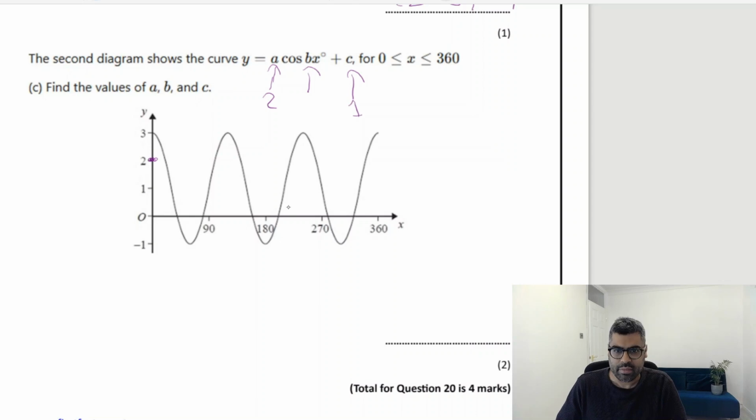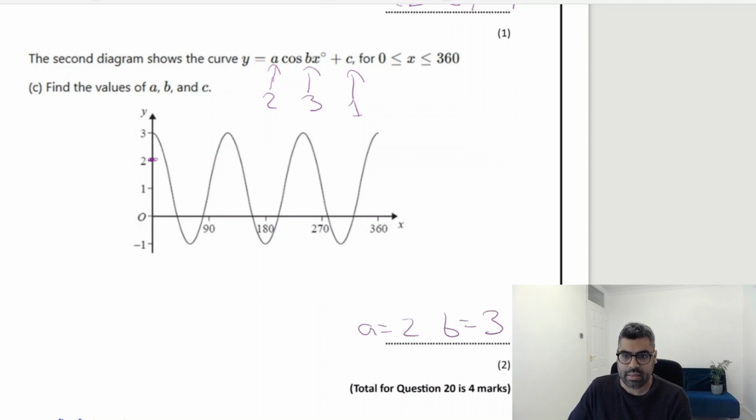So finally for B, what stretch have we got along the x-axis? Normally we would have one wave between 0 and 360. But here you can see there's actually 3 waves. We've got one wave here, another wave here, and another wave here. So we've got 3 waves, so really we're compressing it by 3. But because it's along the x-axis, we have to write it as the inverse, so our compress of 3 is actually going to be a multiply of 3. So our value of B is going to be 3. So to summarize, we have A is equal to 2, B is equal to 3, and C is equal to 1.